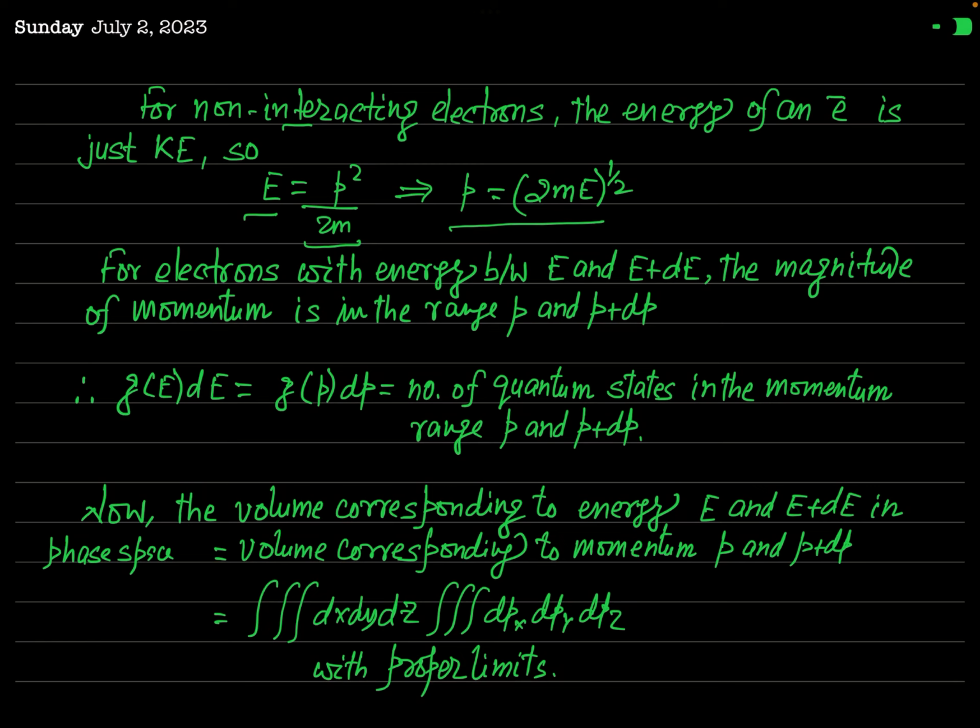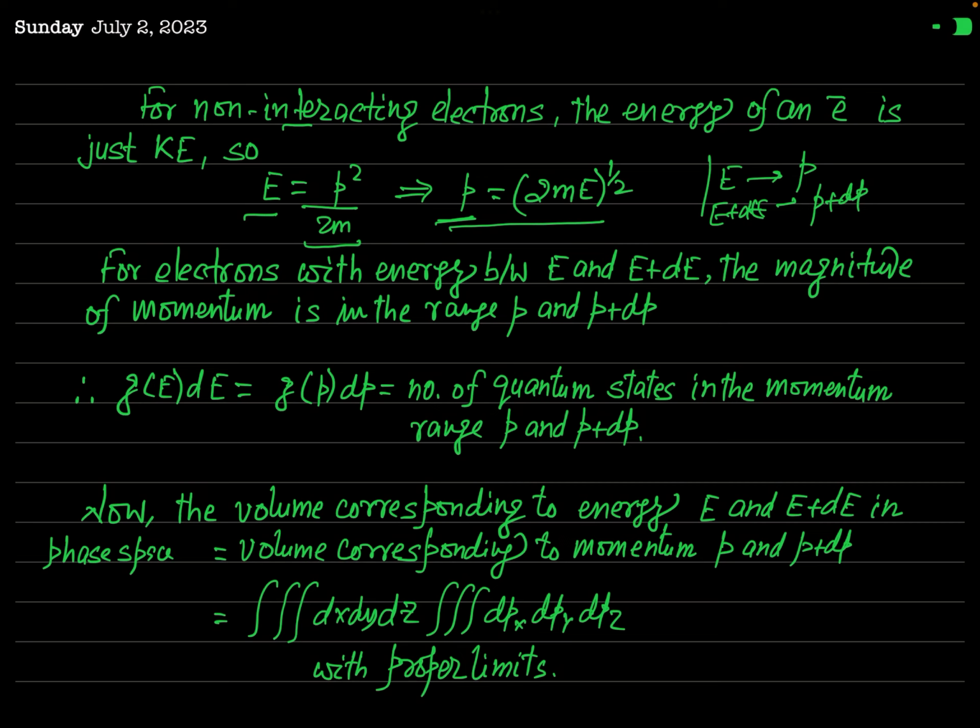Now, it is clear from this result that the magnitude of momentum p of the electron is directly related to the energy of the electron. So you can think that when the energy of the electron is E, we can assume that the momentum of the electron is p. And when the energy is E plus dE, then the momentum of the electron is p plus dp. So when you talk about the energy between E and E plus dE, that is the same as saying that momentum is between p and p plus dp.